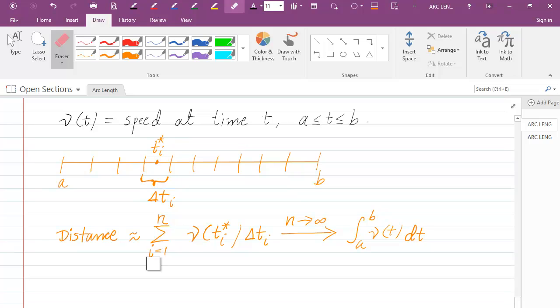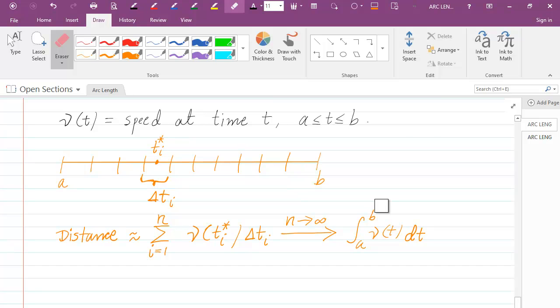So if we sum over all these subperiods, then we get this Riemann sum, and as n goes to infinity, we know that this Riemann sum is going to be the integral from a to b of v of t dt. So we see that if we integrate the speed function from a to b, then we get the distance traveled over the period from a to b.